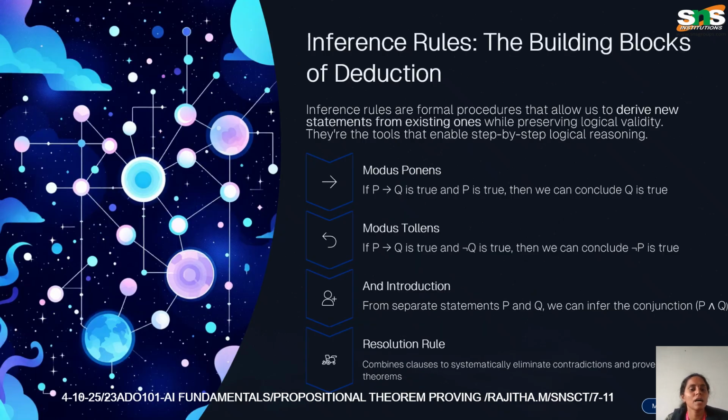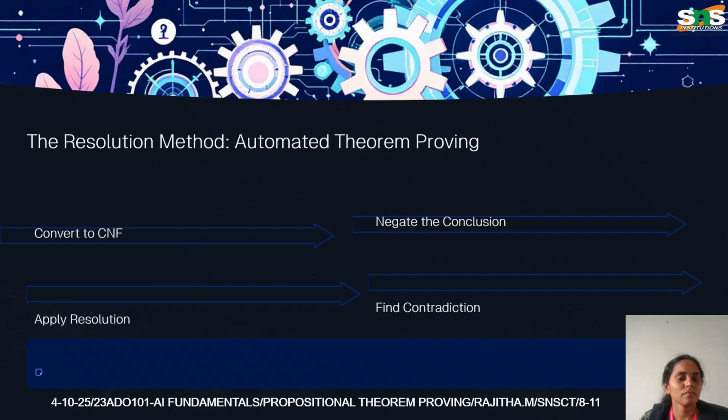Inference rules are like logical steps. For example, modus ponens says if P implies Q is true, and P is true, then Q must be true. Another rule, modus tollens, works backward. If P implies Q and Q is false, then P must be false. These rules help computers build new truths step by step, ensuring every conclusion is logically sound.